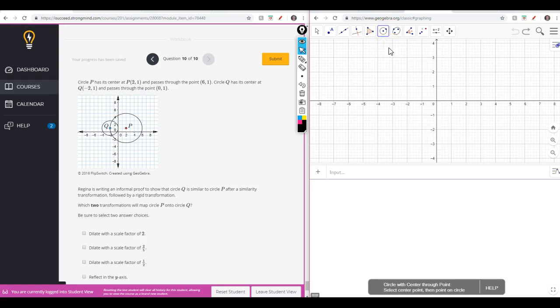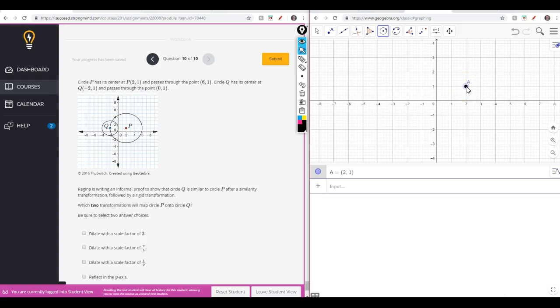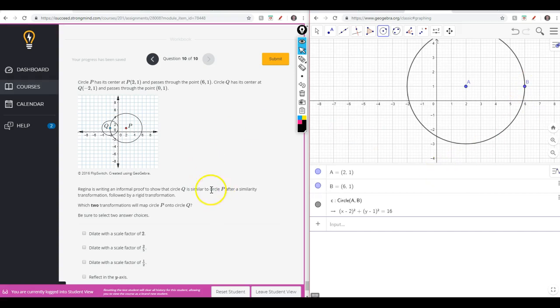So circle with center through a point. The center point is at (2, 1), and the point is at (6, 1). Now it wants a similarity transformation. Looking right now, circle P is larger than circle Q. That tells me the scale factor is going to be a fraction, because the resulting circle was smaller. So I'm going to first try dilate from a point.